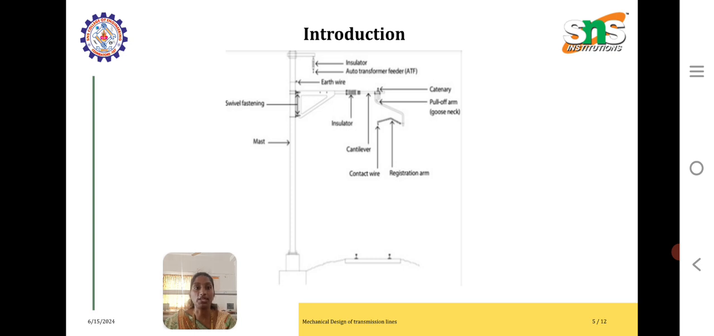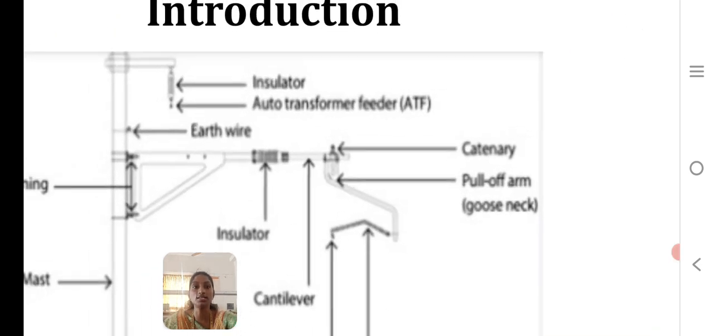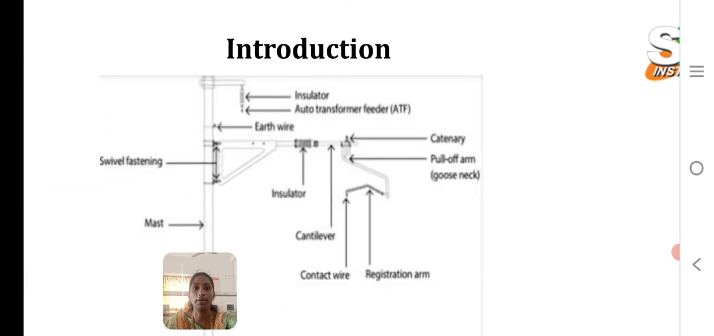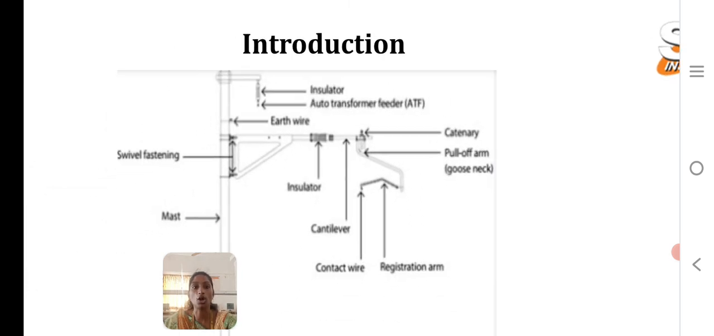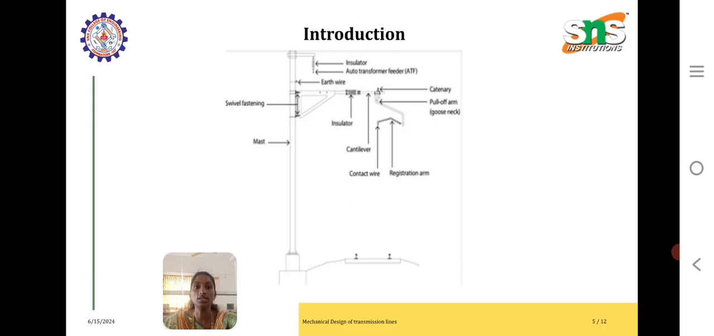This is a picture which shows the insulators, where the earth wire will be connected, the contact wires and arms, and this is the pole which we have connected. This is the setup of a transmission line.